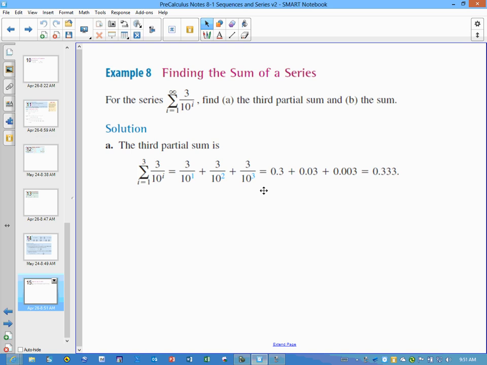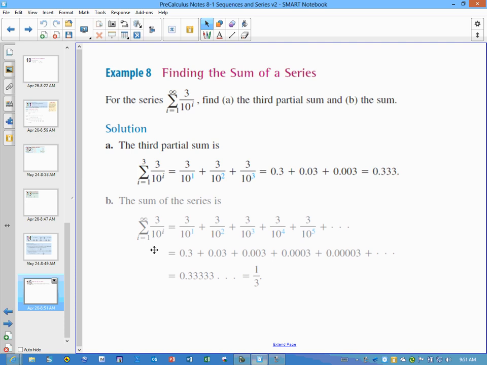And dividing by a power of 10 is just moving the decimal point. So here we get 0.3 plus 0.03 plus 0.003 gives us 0.333. That would be the third partial sum of this series, the sum of the first three terms. Now, if we wanted to find the sum itself, we would continue this process infinitely.